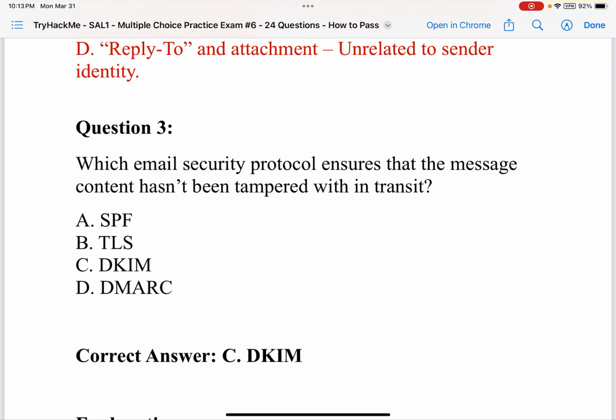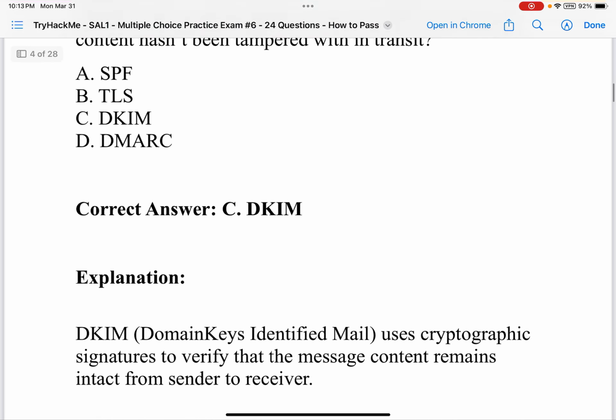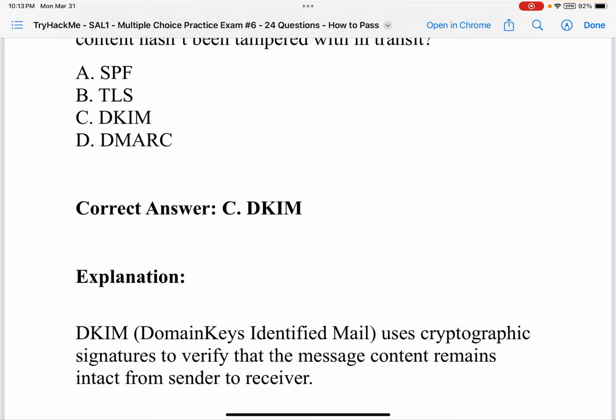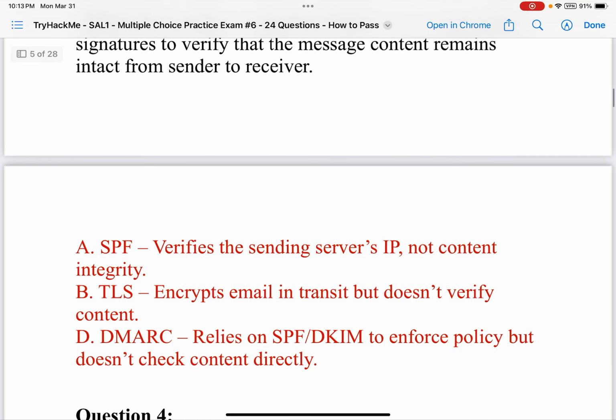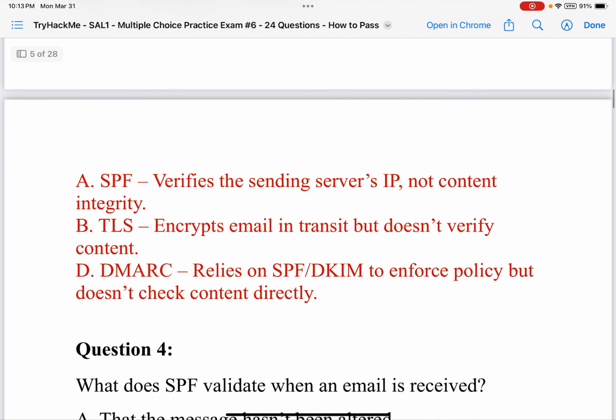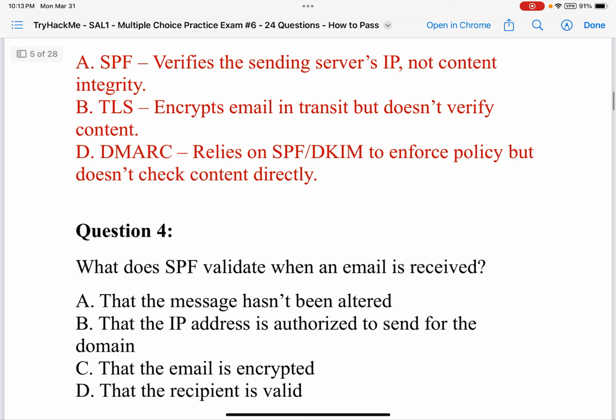Explanation. DKIM, DomainKeys Identified Mail, uses cryptographic signatures to verify that the message content remains intact from sender to receiver. There's the red text. You know what to do with that. Pause the video and take a look to see why they're incorrect. Question number 4.